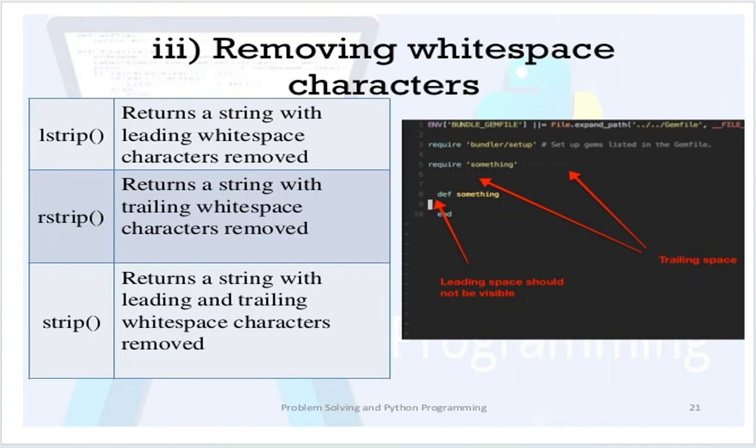And if you want to remove white space characters, you can do it by using functions like lstrip, rstrip, and strip. lstrip means that if an empty space is present in the front, it will be removed. rstrip means if the string contains trailing white space, it will be removed. Strip means it will remove the empty space, whether leading or trailing; the white space characters will be removed.